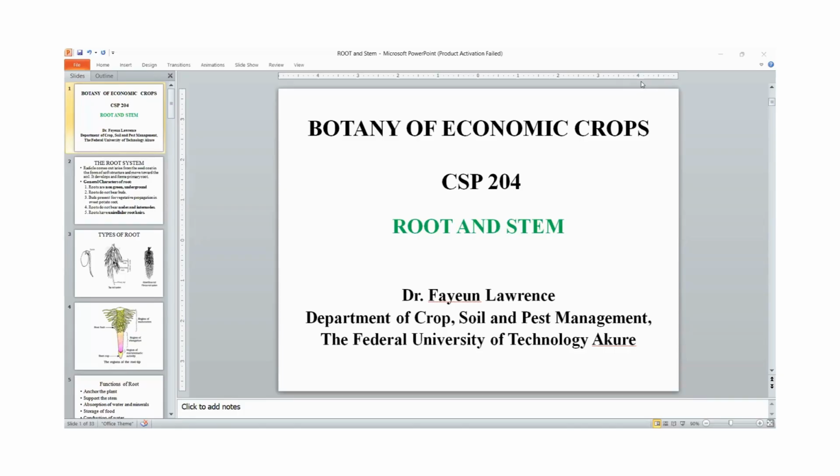In our last lecture, we discussed angiosperms. There we said angiosperms have two systems, the root system and the shoot system. The root system is below ground, while the stem system is above ground. Today, we want to delve deeply into root and stem.